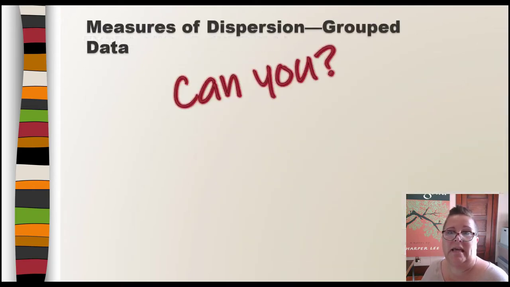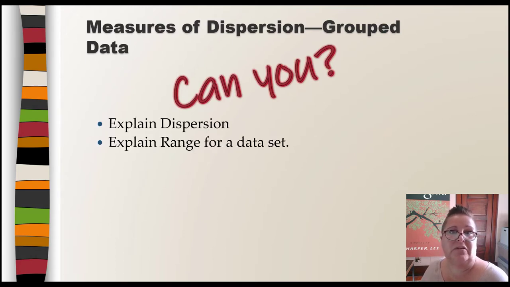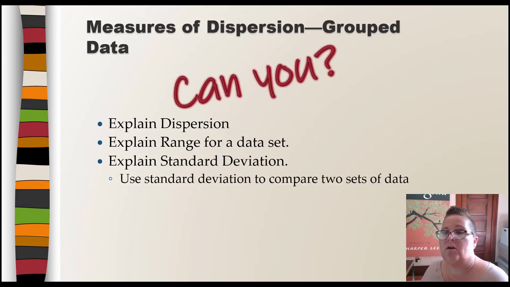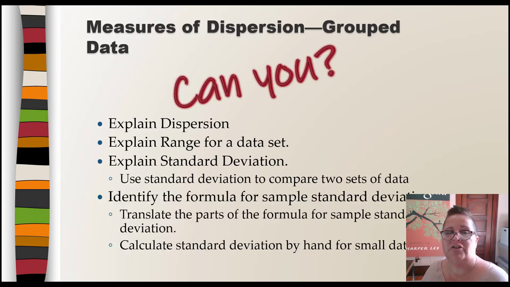As we end this, here's your check: can you explain what dispersion is? Do you understand it enough to give somebody an explanation? Can you explain to someone else what range is for a data set? What about standard deviation? Do you feel confident enough that you could explain to somebody what standard deviation is? Could you use it as a comparison for 2 data sets? Could you tell somebody else what standard deviation tells you about a data set? And can you identify the formula for standard deviation, including all of the parts, and calculate a small sample set of standard deviation by hand?